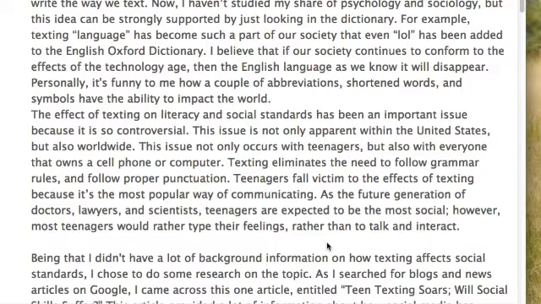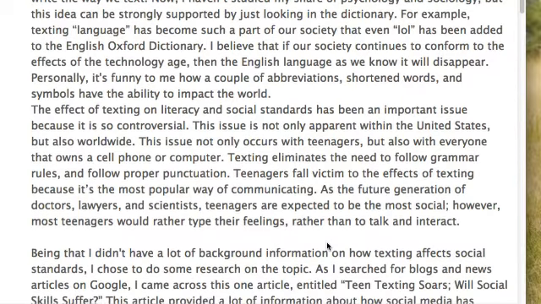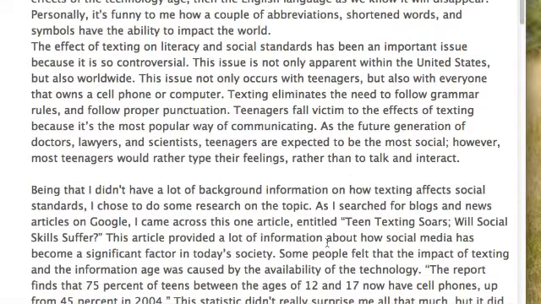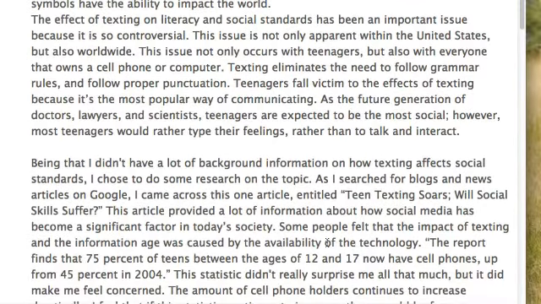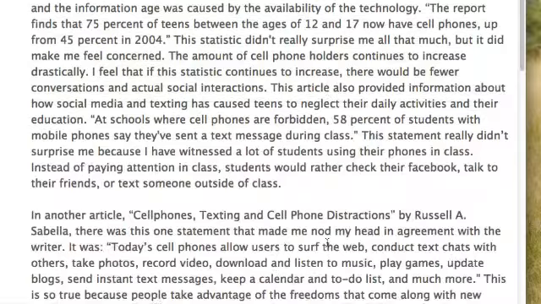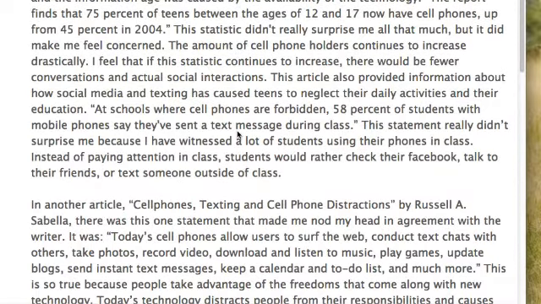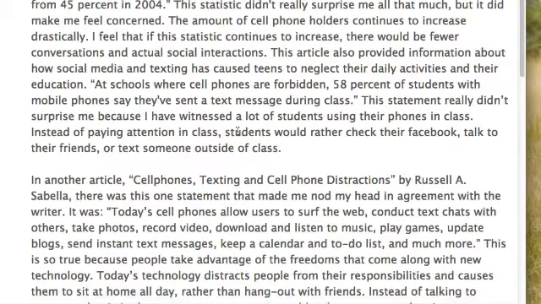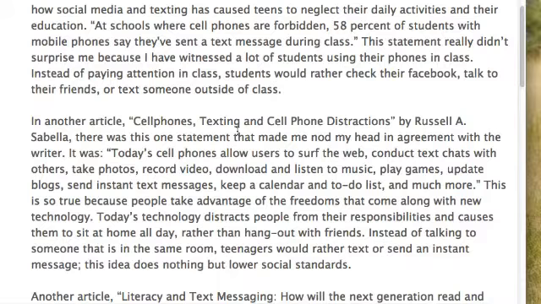And the person's admitting they're not an expert too, which is good on them, but it's not something that you would want to use in an academic research paper for sure. Yeah, and there's lots of things in here I'm seeing that are worrying. They said they didn't have background information on how texting affects social standards, so they're doing a little bit of research. So they're in the same position that I'm in, where they don't know that much. Right. They're looking for information.